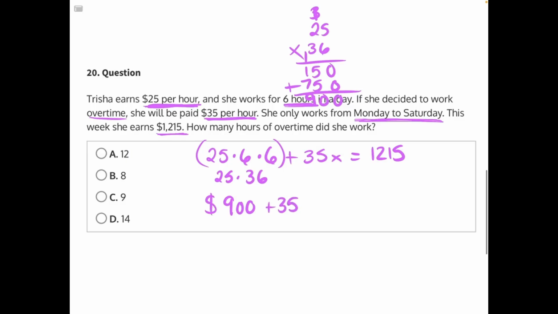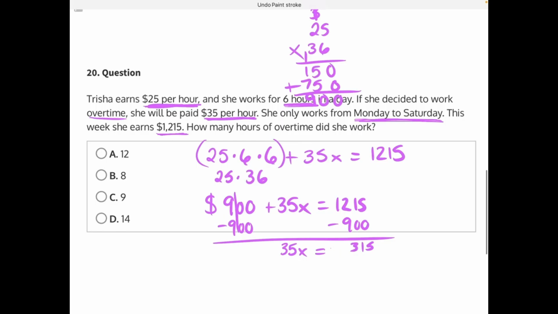Plus overtime will equal $1,215. So now we can use the opposite operation, subtract 900 from both sides. 35x equals 1,215 minus 900, which gives us 315. And let me move that down just a bit. 35x will equal 315.